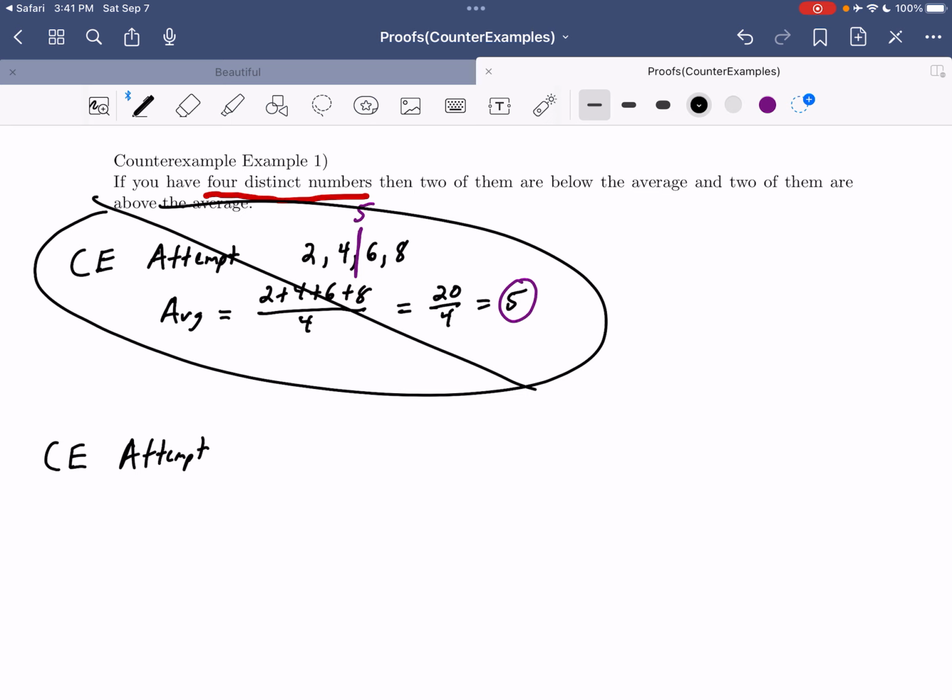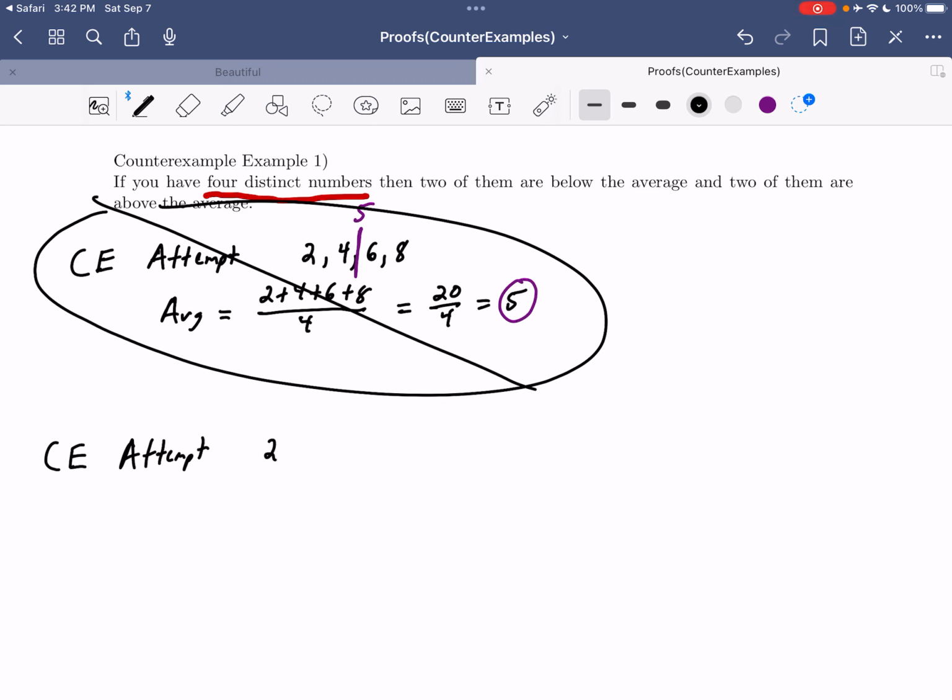We could say maybe we shouldn't do whole numbers. Maybe we should try negative numbers or something. We could certainly try something like that. Or we could just try a very simple change. We had all the numbers close together. Let's have one of them be a lot different than the others.